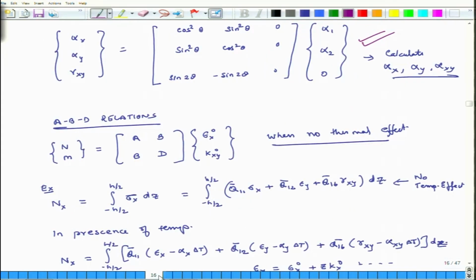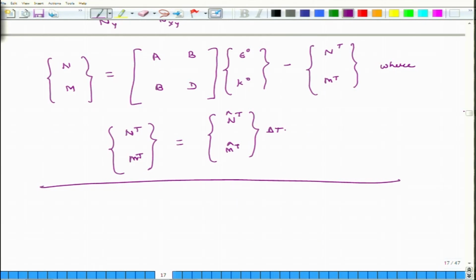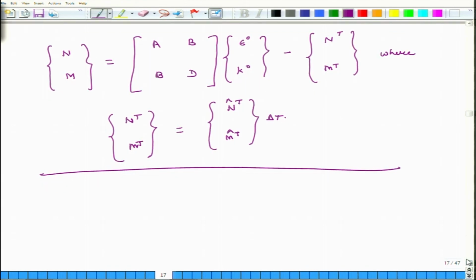The next set of changes appear in the relations between the N and M resultants, that is the force and moment resultants, and the midplane strains and midplane curvatures. When there are no thermal effects, then this is the governing relation, but the moment we have thermal effects, the relations between N, M and midplane strains and curvatures get modified, and these are the modified relations which account for thermal effects. To recap, we have two additional terms, N T and M T, which account for the temperature effects, and they are nothing but multiples of N hat T and delta T, and M hat T and delta T.